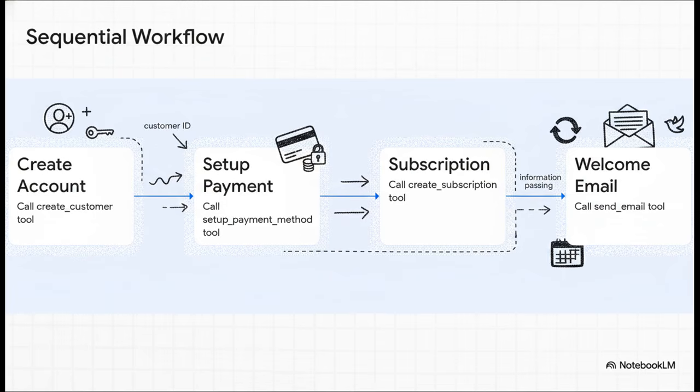A super common pattern here is the sequential workflow, where you map out a multi-step process right inside your instructions. So, step 1, create the account and get the customer ID. Step 2, set up the payment method. Step 3, use that exact customer ID from step 1 to create the subscription. And step 4, send the welcome email.